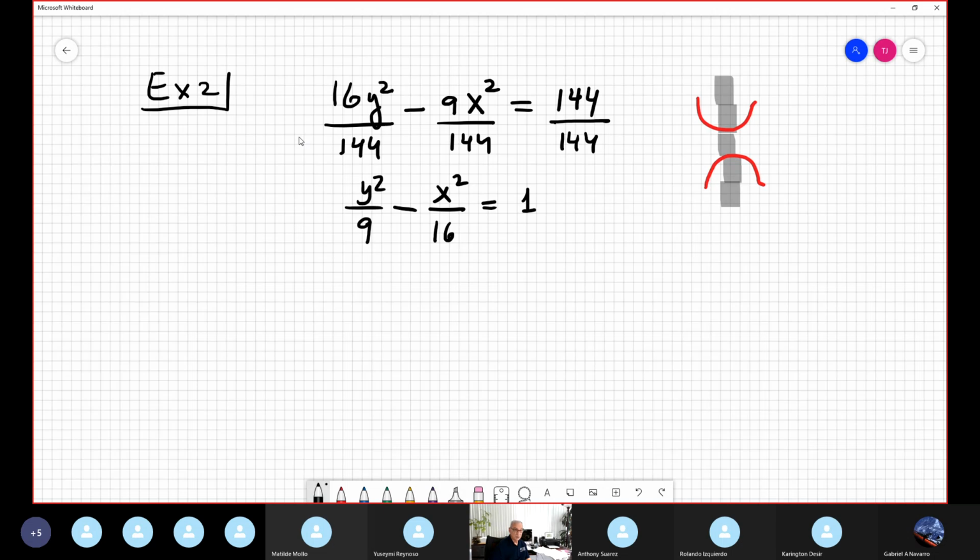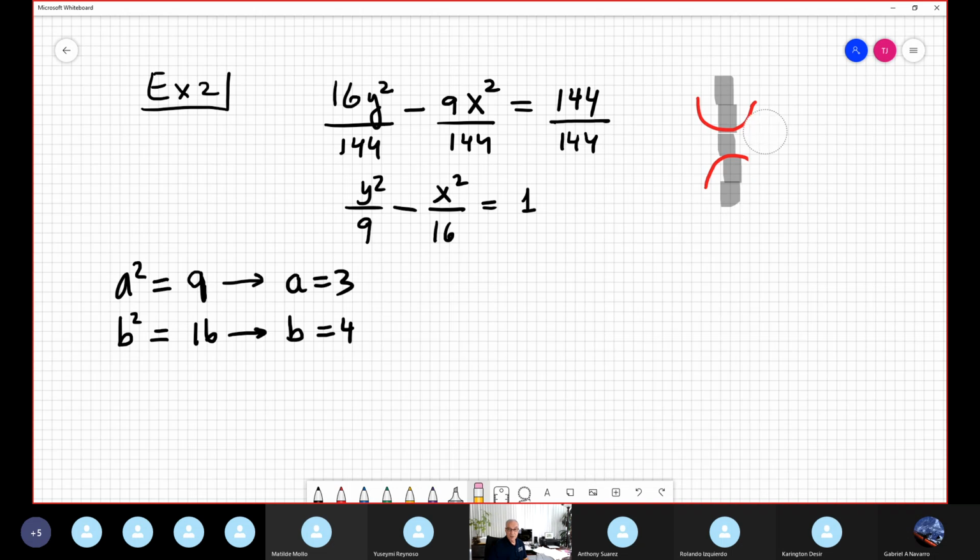Super. Now, who is a squared and who is b squared? That's my next question. a squared is 9, absolutely, and b squared is 16. Therefore, a alone is 3 and b alone is 4. Always positive, it's a distance. You find the square root, but not plus or minus; you take only the positive solution. Okay, this is a, this is b.